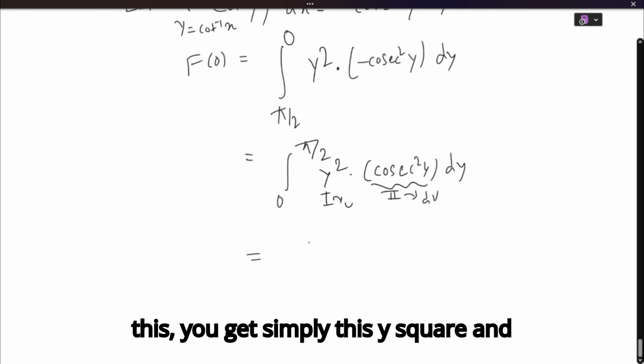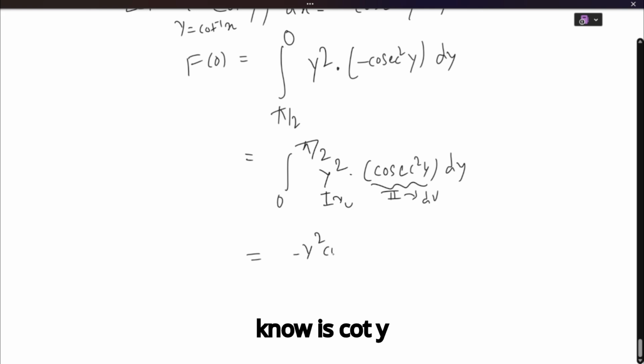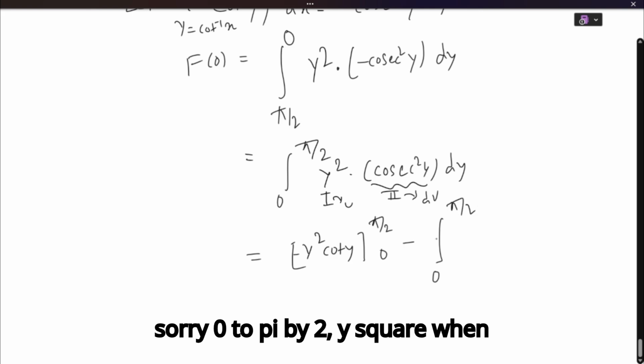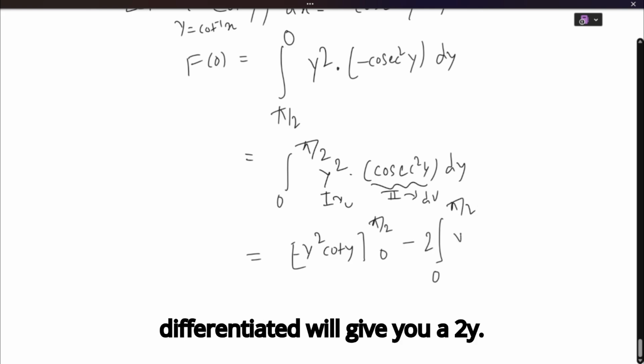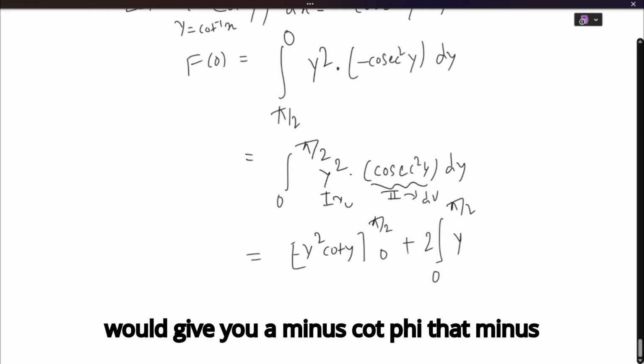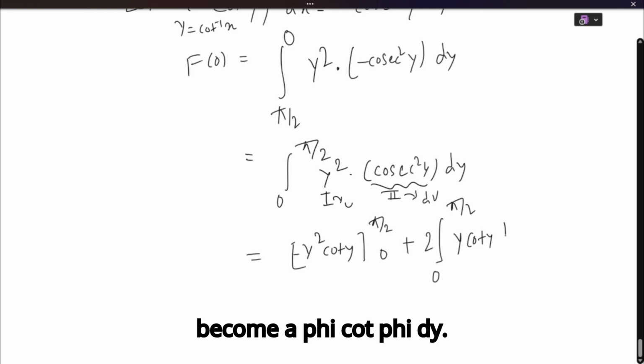And when you do this, you get simply y square, and the integration of cosec square y, as you know, is minus cot y, from pi by 2 to 0, minus the integral from 0 to pi by 2. Y square when differentiated will give you a 2y, and then cosec square y on integration will give you a minus cot y. That minus here would become a plus, and this would become a 2y cot y dy.